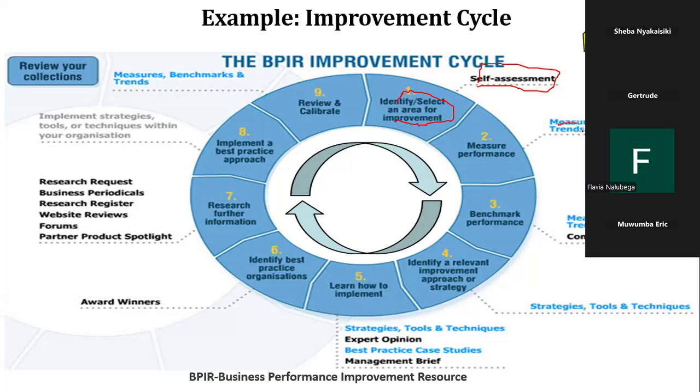What is it that lets us know we are not good at this? What is it that lets us know the current trends, what is actually going on? Third, we do competitor analysis. Then fourth, identify a relevant improvement approach or strategy.